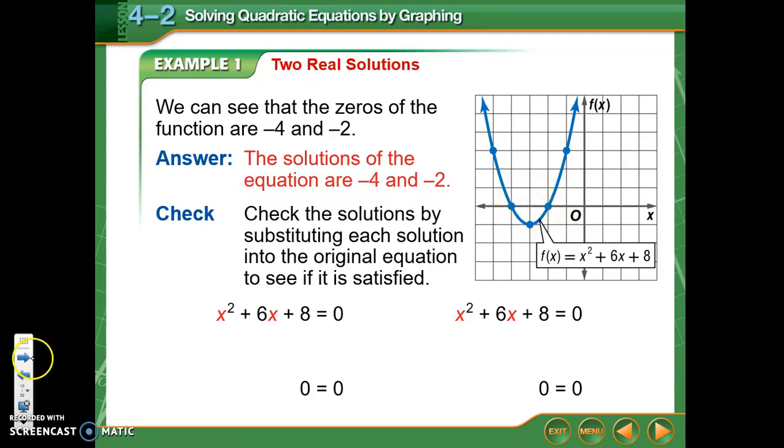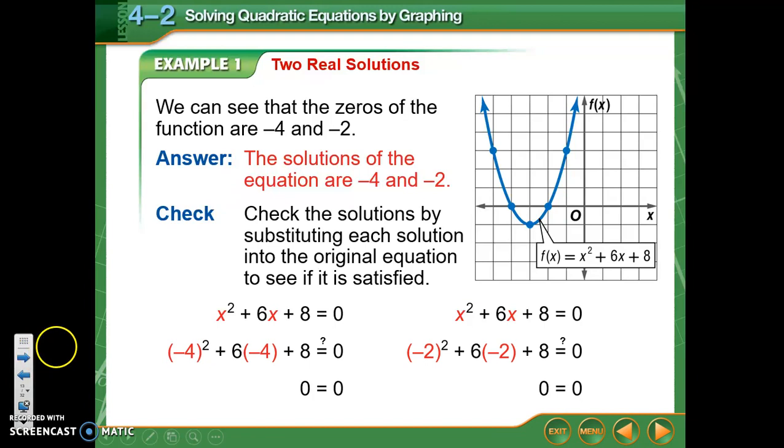I can check by substituting into my original equation. So here's my original equation, x squared plus 6x plus 8 equals 0. I'm going to start by checking -4. So I plug that in for x. I get 16 minus 24 plus 8, which is 0. So that works. Then I do the same thing with -2, and I find out that that one works as well. So my solutions are x equals -4 and x equals -2.